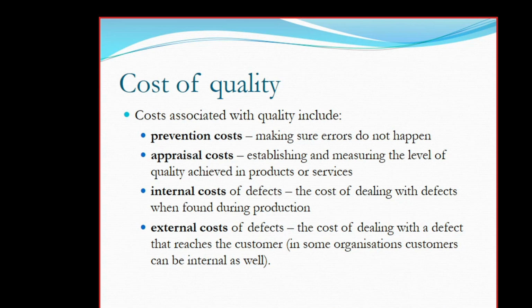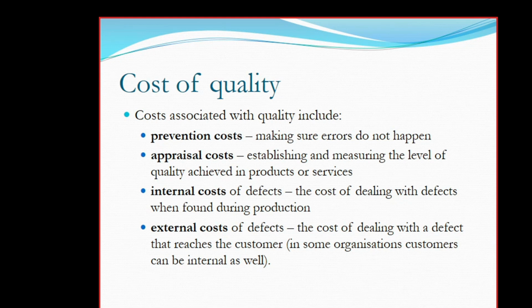Another type of cost is called the internal cost. The internal cost of defects is the cost of dealing with defects when found during production. So whether prevention or appraisal costs, these two are called internal. Okay, so the customer hasn't seen the cost yet. It's still inside the organization.